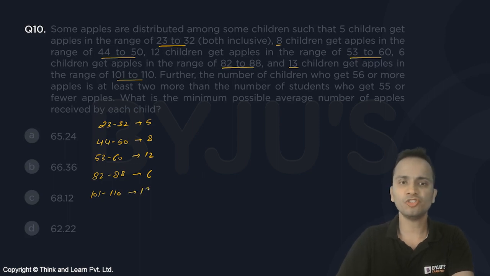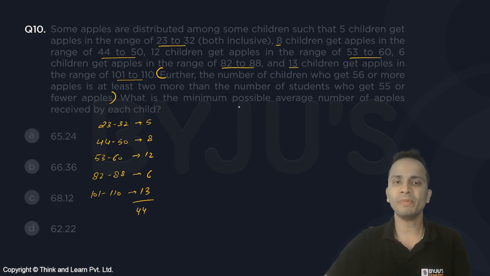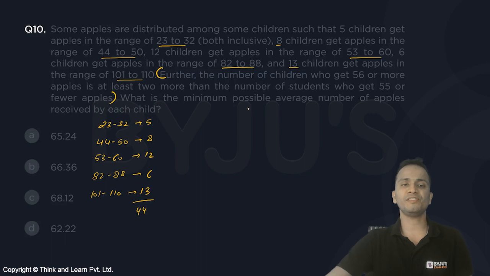How many? 13 children. Okay. So the total number of children given is 19, 31 and 13, 44. So total 44 children are there. Now further there is another condition that is given, and after that we'll have to minimize the average number of apples received by each child. Now since I have to minimize the average, I'll have to minimize the sum. That means I'll have to minimize the number of apples that every child is getting.